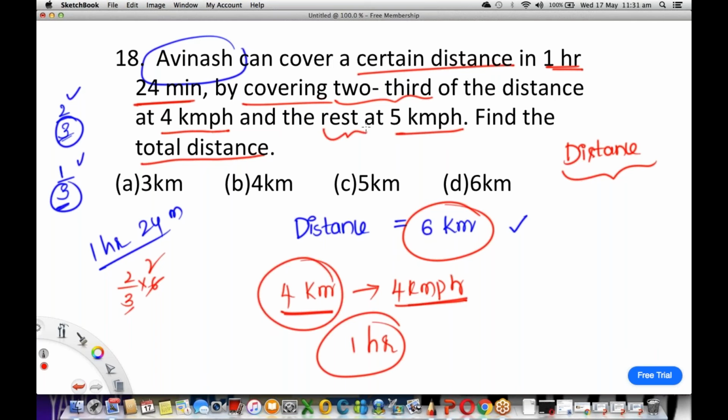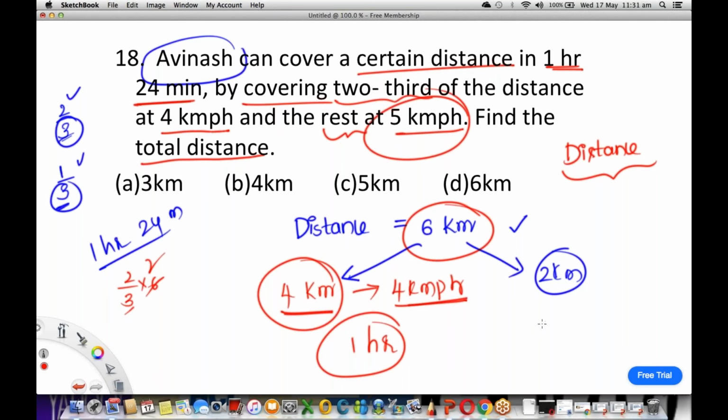And what is the rest? Out of 6 kilometers, already 4 kilometers is gone, and the rest means 2 kilometers. Or otherwise, the rest means one third of 6, that is also 2 kilometers. In any way you can go. So that's the advantage with numbers. If you take numbers, you need not calculate much. If you take a variable, it will take some time. So these 2 kilometers he has traveled with a speed of 5 kilometers per hour.